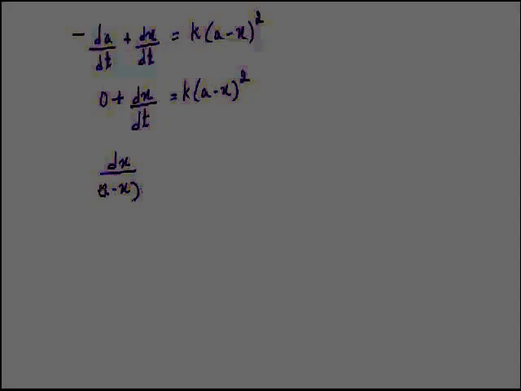As small a is the initial concentration of the reactant, it is a constant quantity and da by dt can be taken as 0 therefore. Now let's rearrange before we integrate.